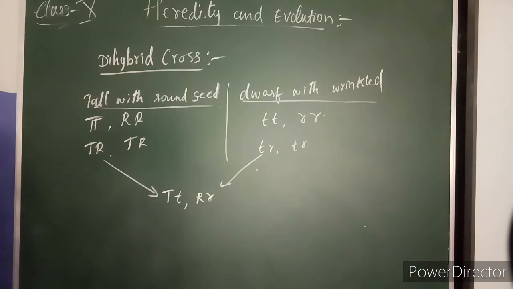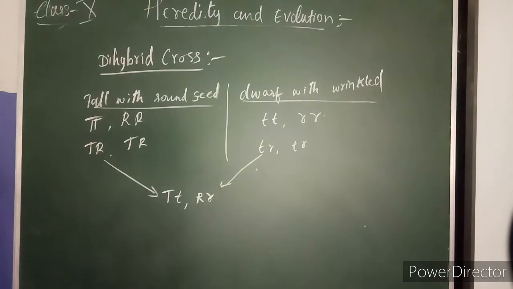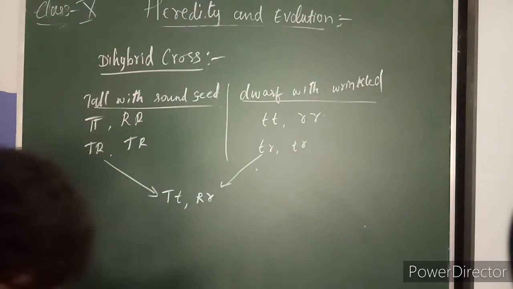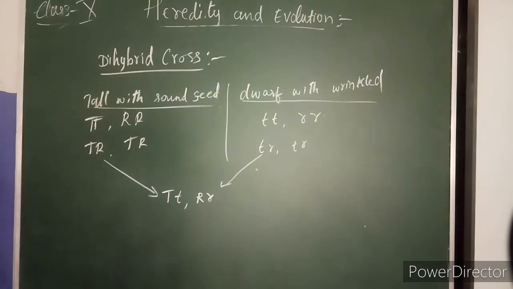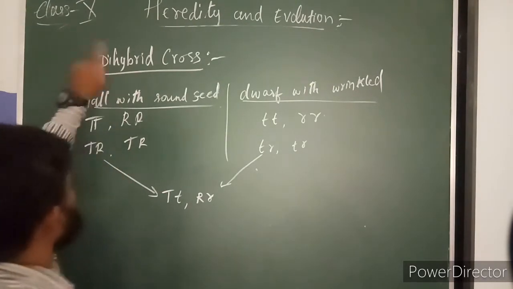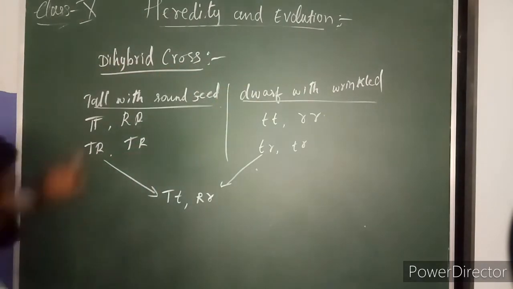So, here today I am going to explain the continuation. I already taught monohybrid cross and so many things: law of segregation, law of inheritance, law of unit characters, law of dominance, everything I taught all of you. So today I am going to explain part 2 of that class 10 heredity and evolution. This is part 2 I am going to explain.